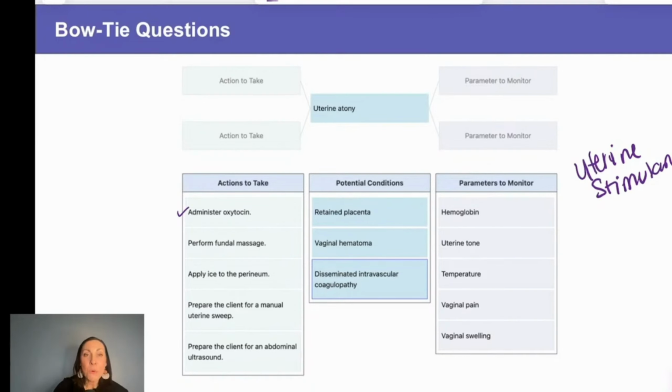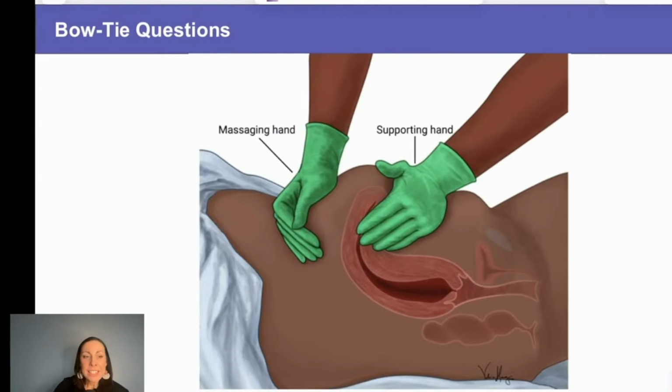The next is perform fundal massage. This is what a fundal massage looks like. And keep in mind, because this is a question that the NCLEX loves to test on too, is how we are positioning our hands for these fundal massages. You want to have one supporting hand underneath the uterus with one massaging hand on top. This supporting hand is really important because it's going to keep the uterus in place so that you don't accidentally massage the uterus and push it out of the vagina and have a prolapse.